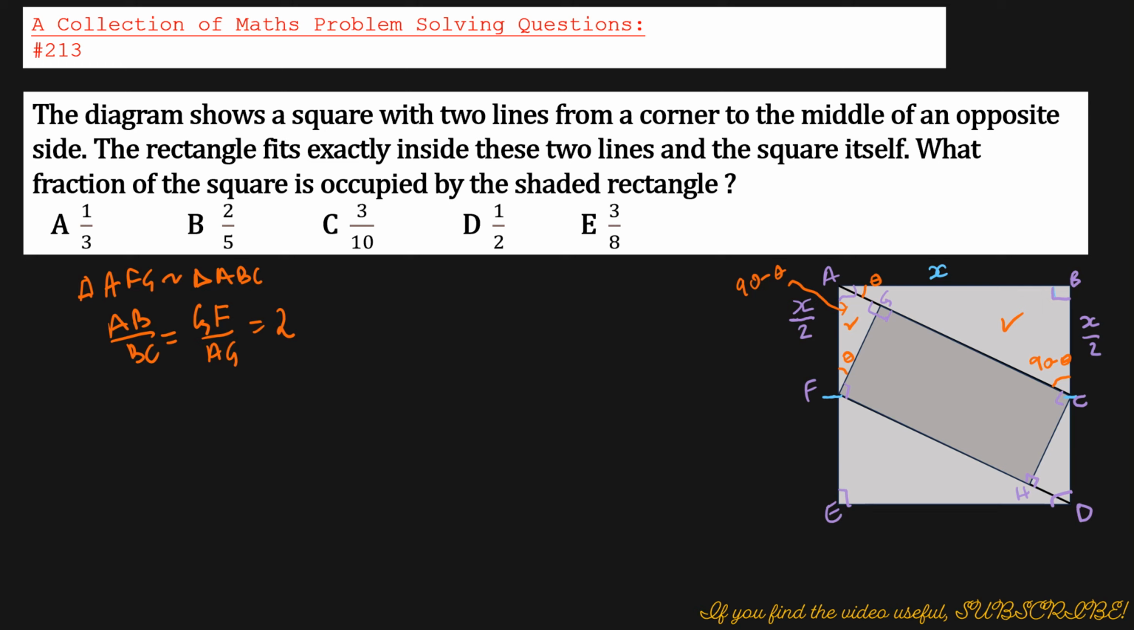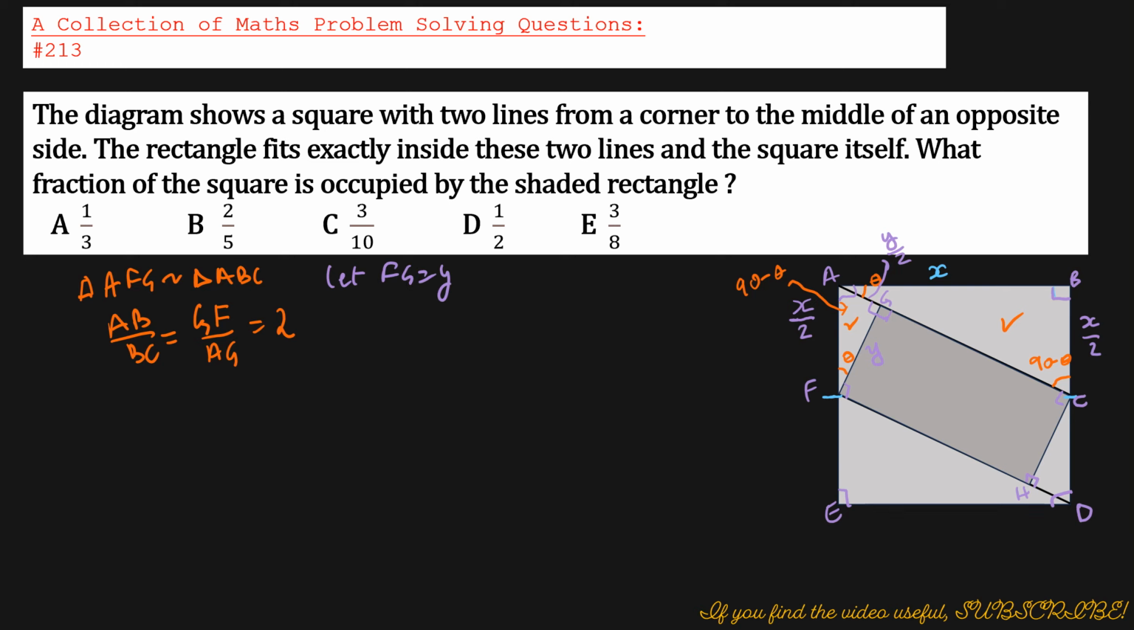So now we know in terms of x that we have to do something more, and that is we have to name something. Let me name this as FG equals y and AG will be y out of 2. So we say let FG equal y.